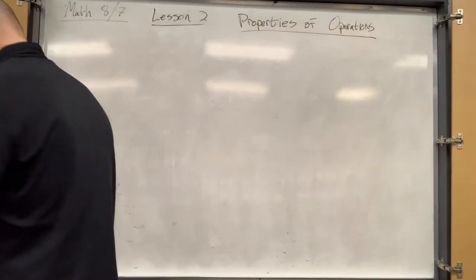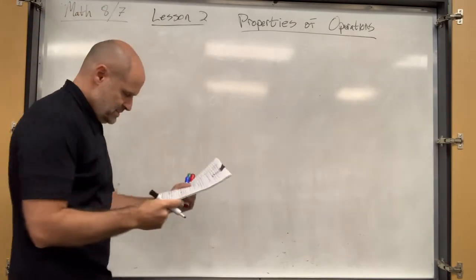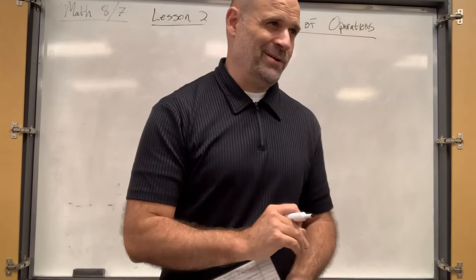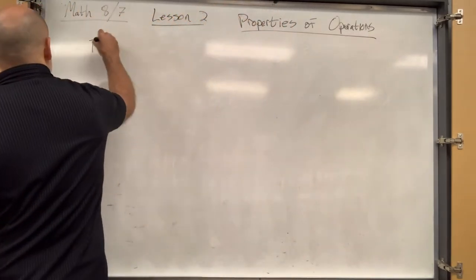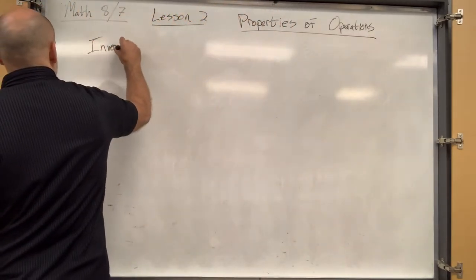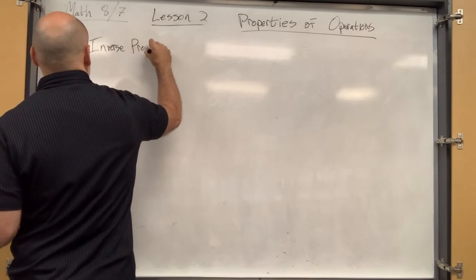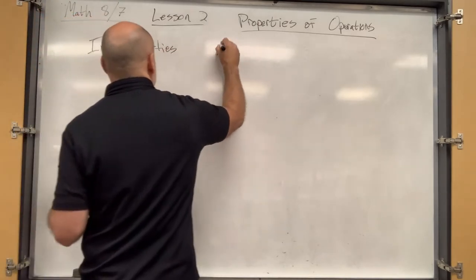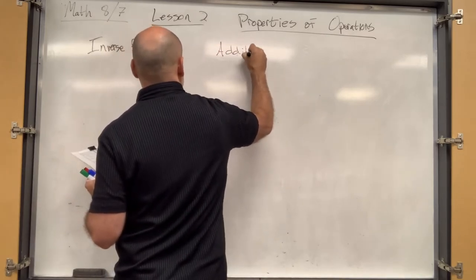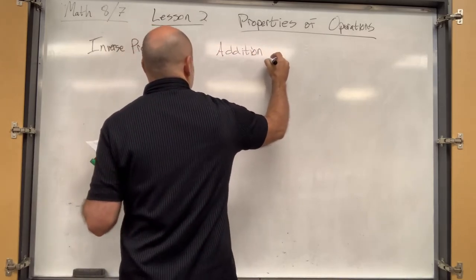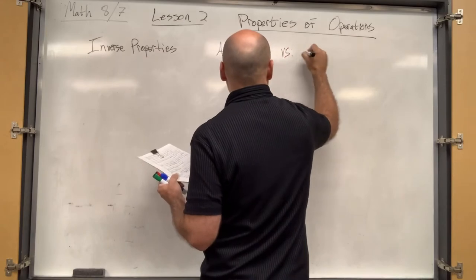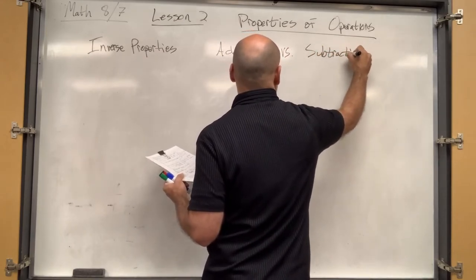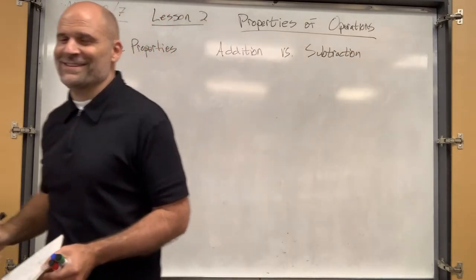Okay. All right. So we've got properties and we've got these evil twin properties. They're called inverse properties. So what's the evil twin of addition? Subtraction. Okay. So, addition versus subtraction, or plussing versus minusing.